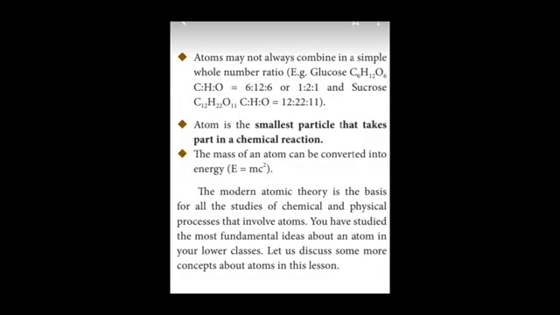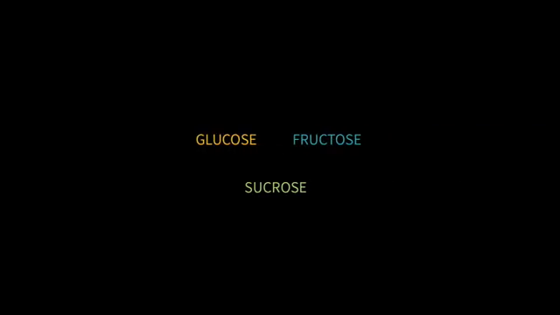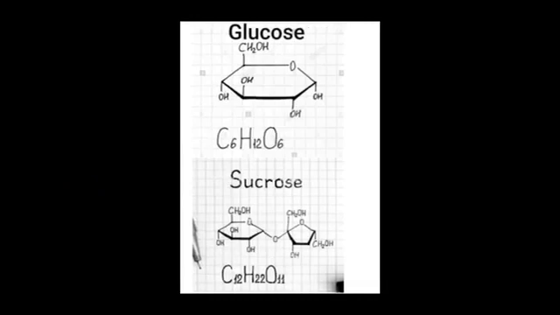Postulate number 5. Atoms may not always combine in a simple whole number ratio. Let's understand this postulate with 2 examples: glucose and sucrose. What is glucose and sucrose? Sucrose, glucose, and fructose are all simple sugars, in which sucrose is a sugar molecule made up of both glucose and fructose. What is the chemical formula of glucose?